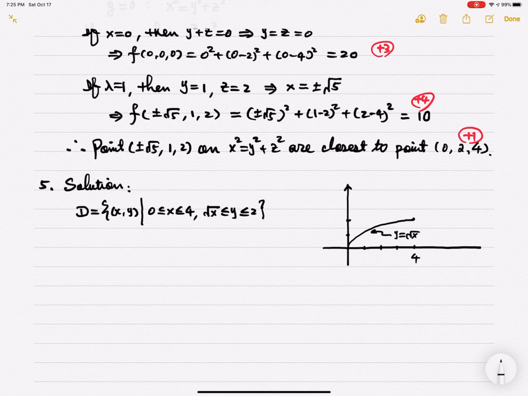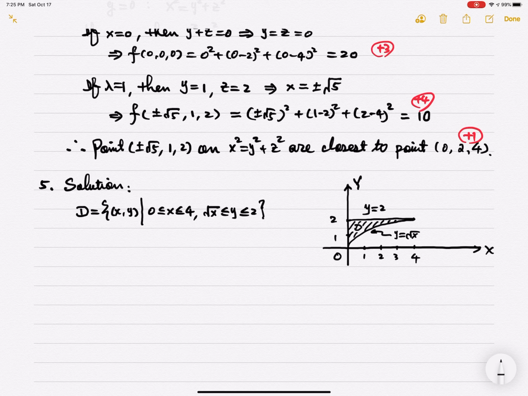So this is the origin. So 1, 2, 3. 1, 2. Now from this curve to y equals 2, y equals 2 is a horizontal line. So this is y equals 2. This is y, this is x. So we say, well, that's the region D. If I write a D here, so that's the region D.